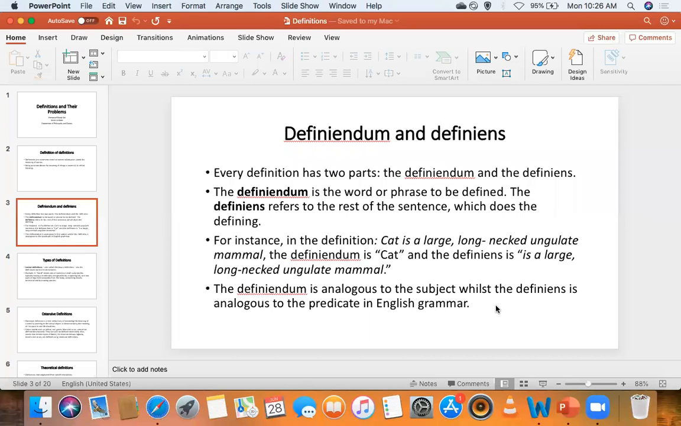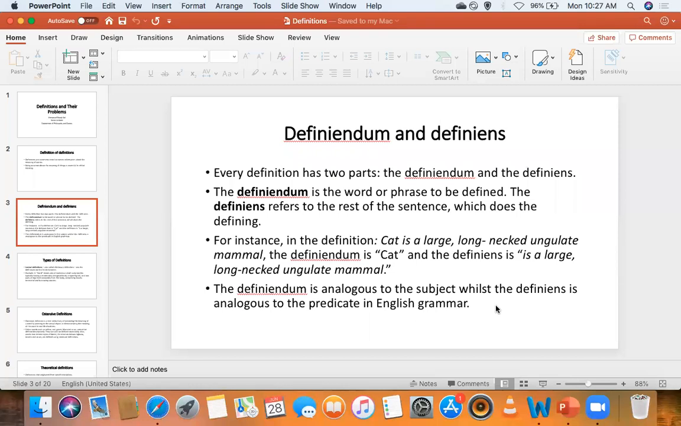So now there are some clarifications we need to make. The first one is that we need to distinguish between two parts of a sentence, any sentence that performs the functions of a definition. The first part is what we call the definiendum. And then the second part is the one we call the definiens. So every definition has two parts. We have the definiendum and the definiens. Definiendum is the word or phrase to be defined.